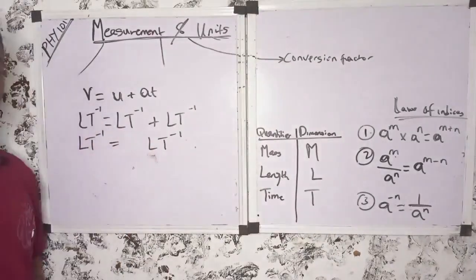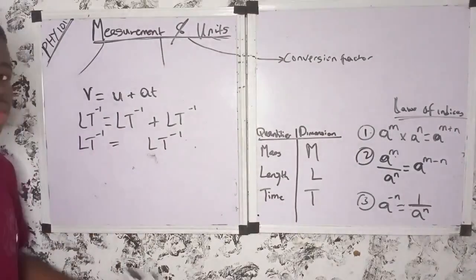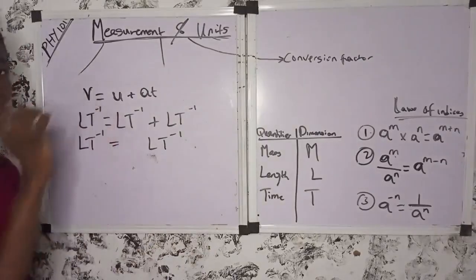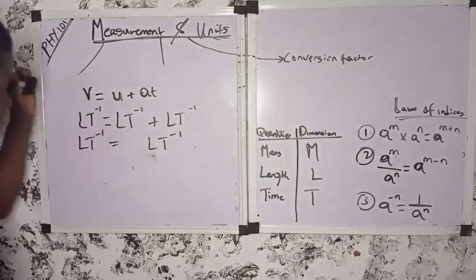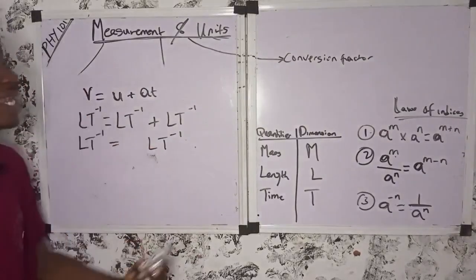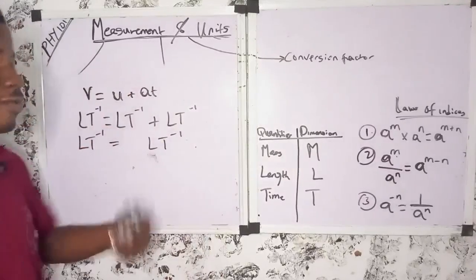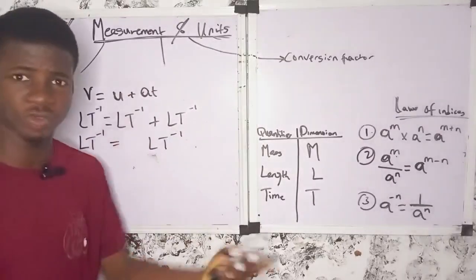So you will see that we arrive at L to the power minus 1, L to the power minus 1. So that's to tell you that this equation is dimensionally correct. This shows that this equation is correct. So these are the applications of dimension.